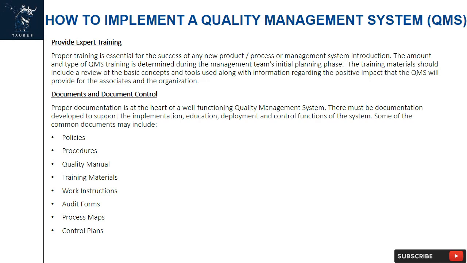Documents and document control. Proper documentation is at the heart of a well-functioning quality management system. There must be documentation developed to support the implementation, education, deployment and control functions of the system. Some of the common documents may include policies, procedures, quality manual, training materials, work instructions, audit forms, process maps, control plans.